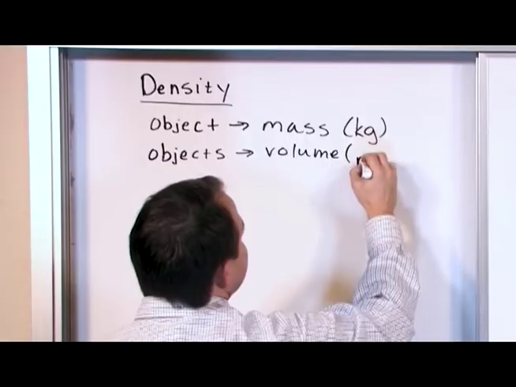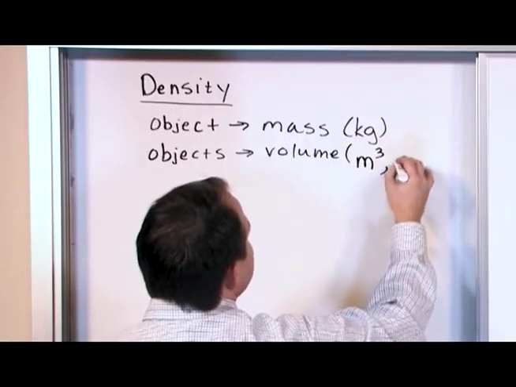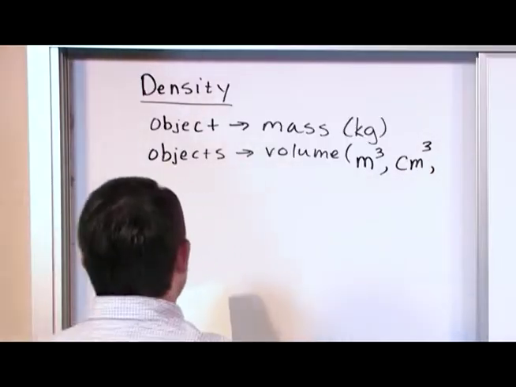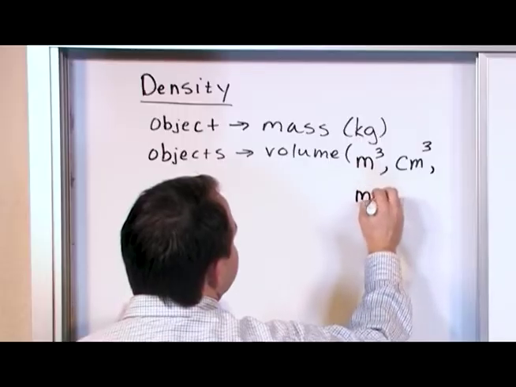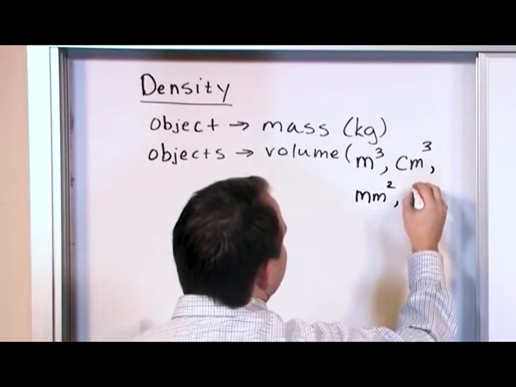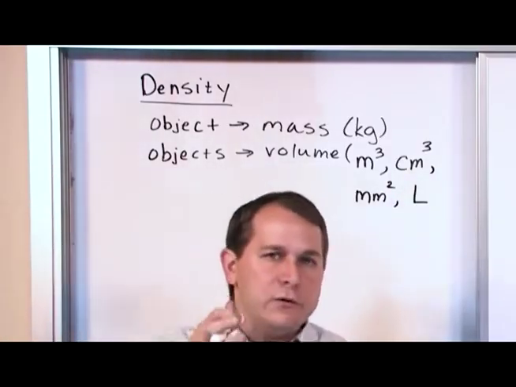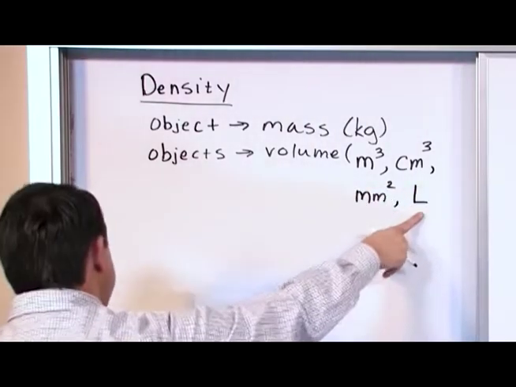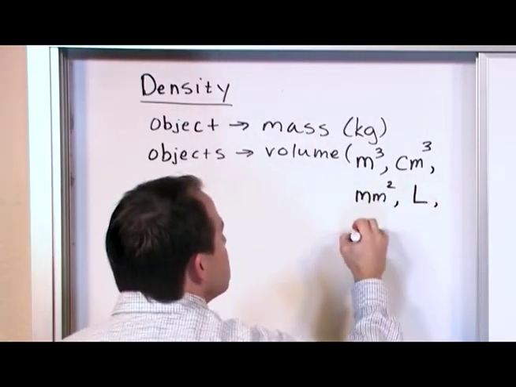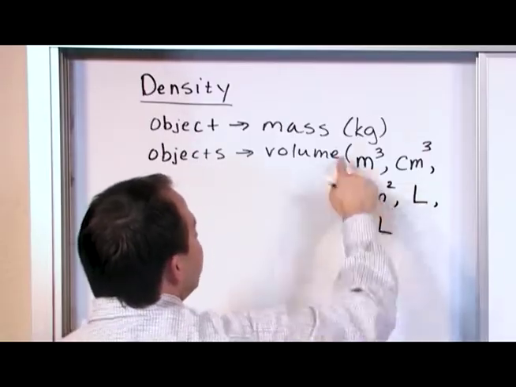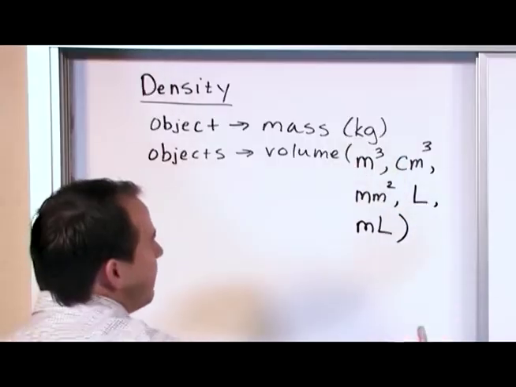Maybe we measure it in cubic meters. Maybe we measure it in cubic centimeters, right? Maybe we measure it in cubic millimeters. These are all the same thing, they're just different units. Or maybe we might measure it in terms of liters. You might think of a 2 liter of soda. Well, that's 2 liters, that's a unit of volume. So we might measure it in liters. We might measure it in milliliters, which is 1/1000th of a liter. These are all different ways to describe the volume of something.